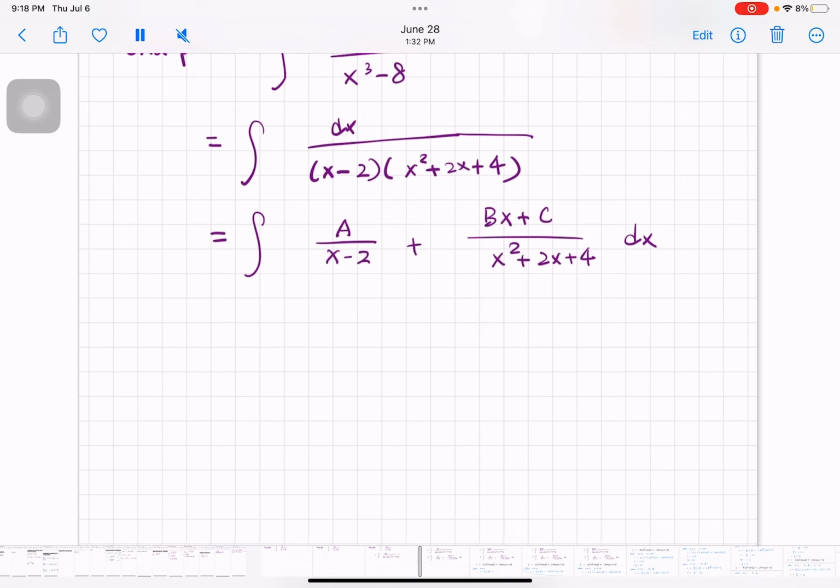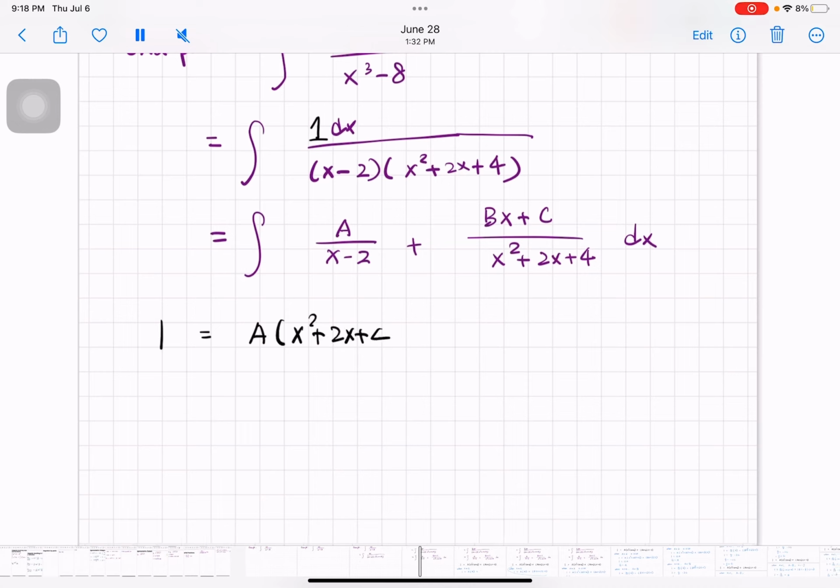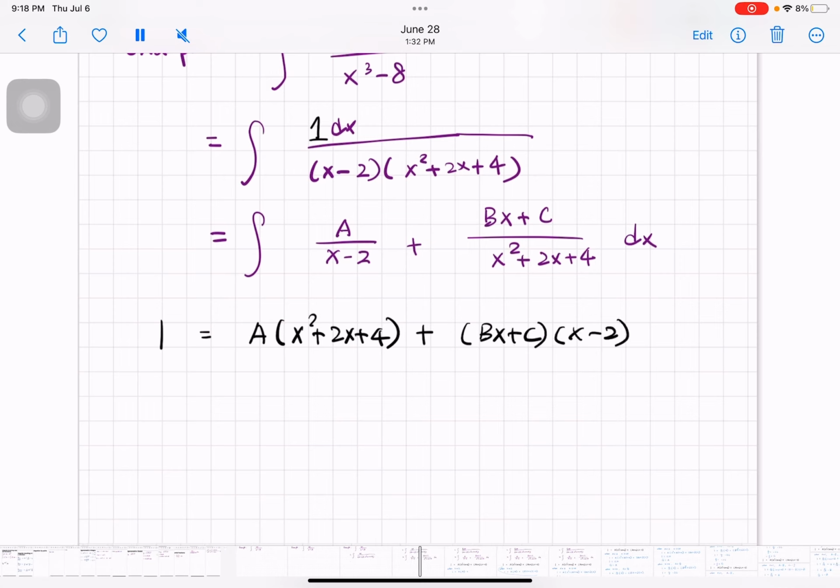And then for the numerator, the original numerator is the invisible 1. Well, it equals, for the term a over x minus 2, it is missing x squared plus 2x plus 4. So I need to multiply that by a. And then the x squared plus 2x plus 4 is missing an x minus 2. So I need to multiply x minus 2 by the bx plus c.